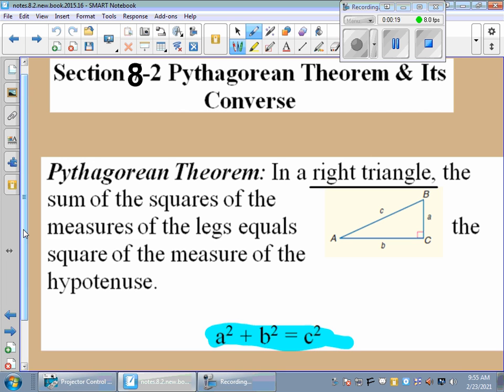So this is the formula that we're going to use, and then this is an example of a pictorial. C, the side that's by itself, is always opposite your 90 degrees. A and B is kind of interchangeable, so that one doesn't really matter where it goes. But again, this only works for right triangles. A squared plus b squared equals c squared.